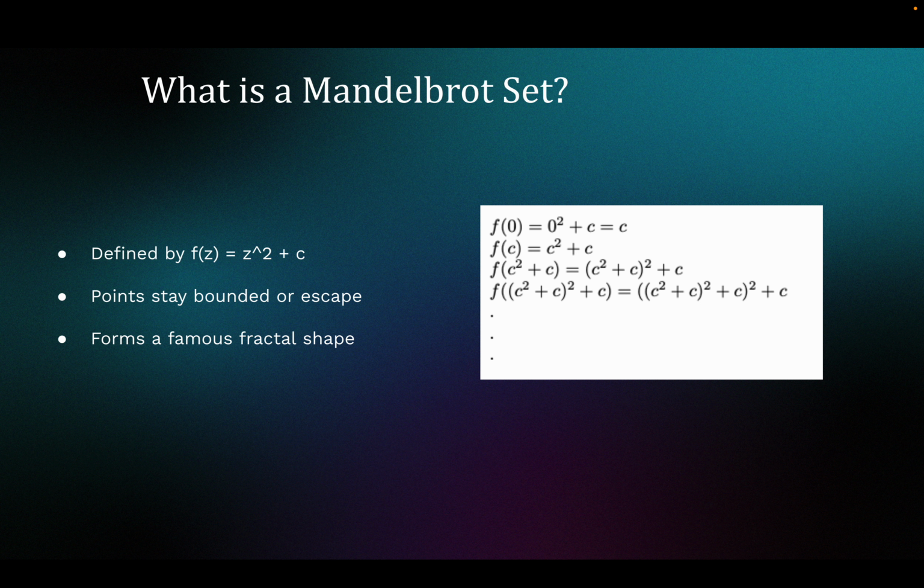The Mandelbrot set comes from a very simple formula: f of z equals z squared plus c, where z is a complex number and c is a constant. Start with z equals 0, plug it into the formula, and repeat. If the number stays small, bounded, we keep the point. If it grows too big, it escapes, or diverges. We do this for millions of points and color them based on whether they stayed in or escaped. The result is this incredibly detailed shape that seems to go on forever.